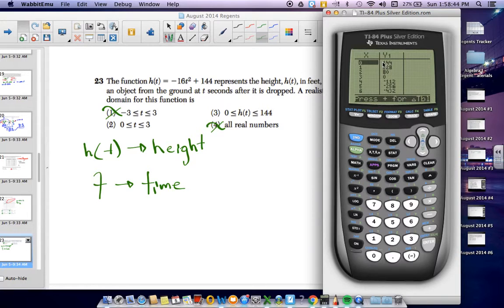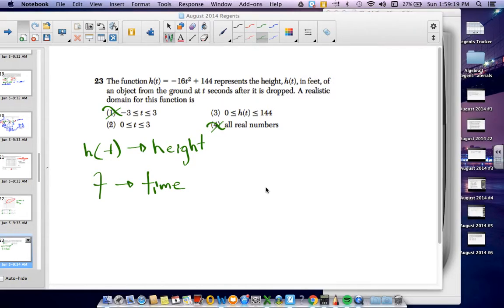So if we take a look at our table, we dropped it from 144 feet high. I guess we're dropping it off some type of building. And after 3 seconds, it has a height of 0. And what does a height of 0 represent? Hitting the ground. And even though again we see like 4, -112, these don't exist, and that's where the word realistic comes into play here. Even though it exists for the function, you wouldn't have -112 feet when you drop something. So in other words, this function should start at 0 seconds, and it should end at 3 seconds.